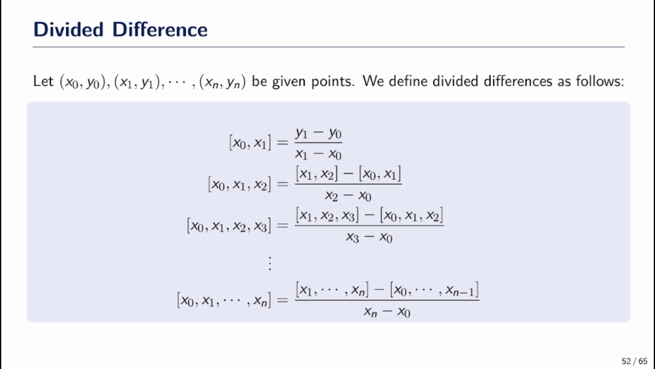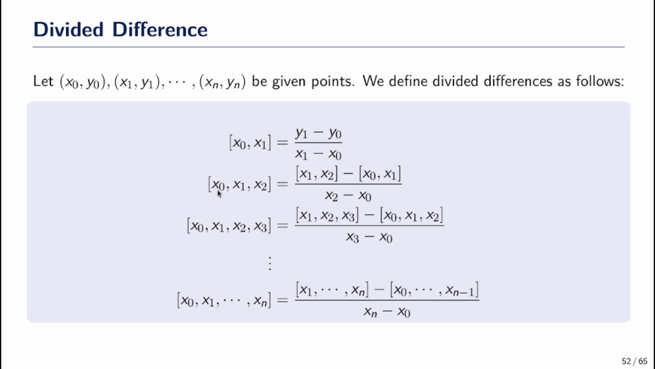The divided difference of x0, x1 is equal to y1 minus y0 divided by x1 minus x0. You can notice that if we interchange the order, that is, if somebody writes y0 minus y1 and x0 minus x1, the sign will not change, the value will not change. But anyway, we will be using the divided difference of x0, x1 as y1 minus y0 divided by x1 minus x0. This is the first order divided difference.